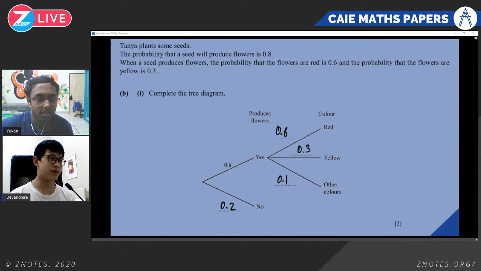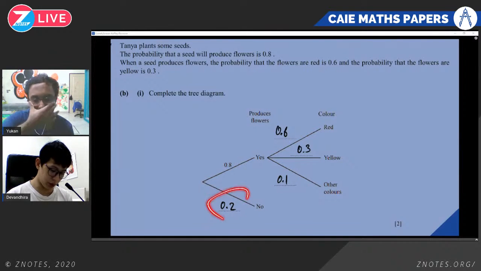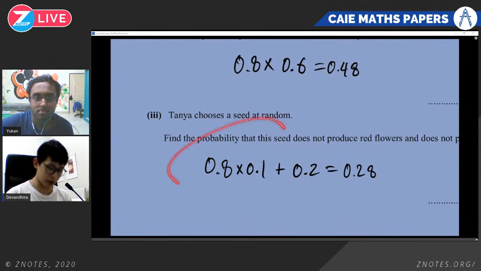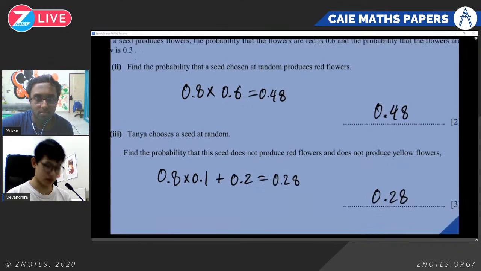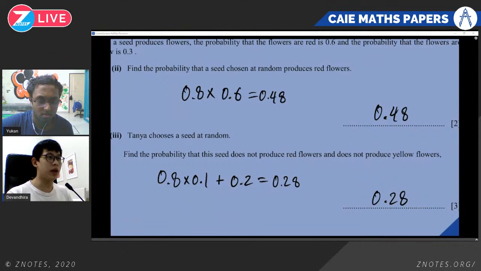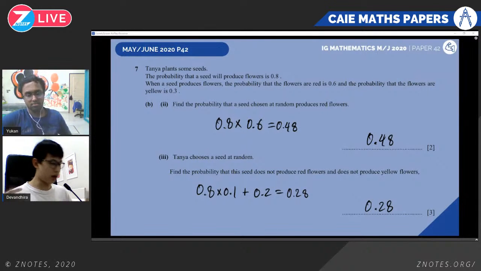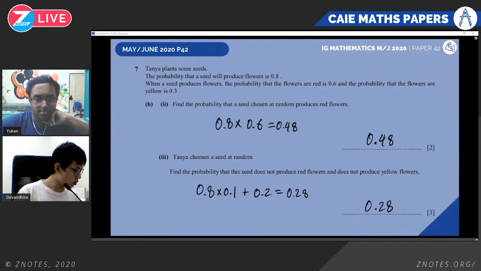Correct? Yeah. Right. That means you just have to add the probability. We have 0.2 plus 0.8 times 0.1. So right here we have what I said before, of course. So we got 0.28. Is that correct, Yugan? Yeah, that's correct. Okay. Anything you want to add here? No, nothing to add. Okay.